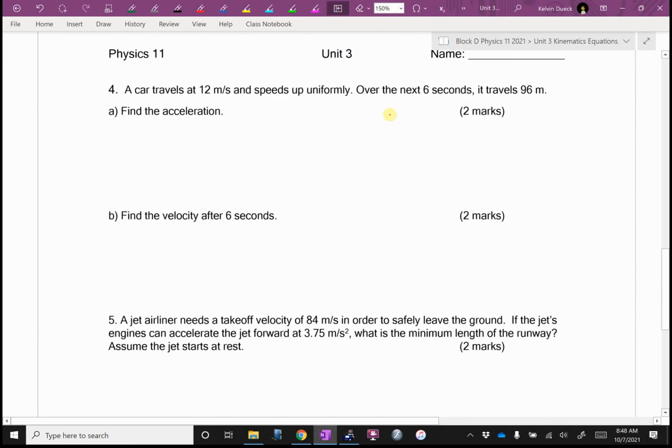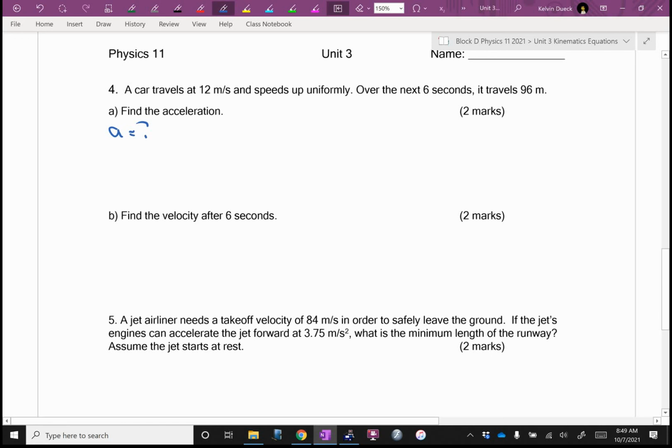Okay, number 4. Car travels at 12 meters per second, speeds up uniformly. All that means is we have a constant acceleration. It doesn't mean there's no acceleration. It means there's no changing acceleration. We can't deal with a changing acceleration. A wants me to find the acceleration, not 0.